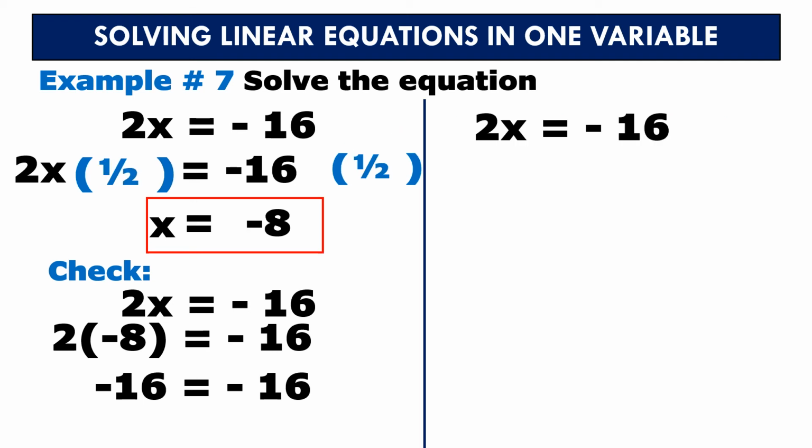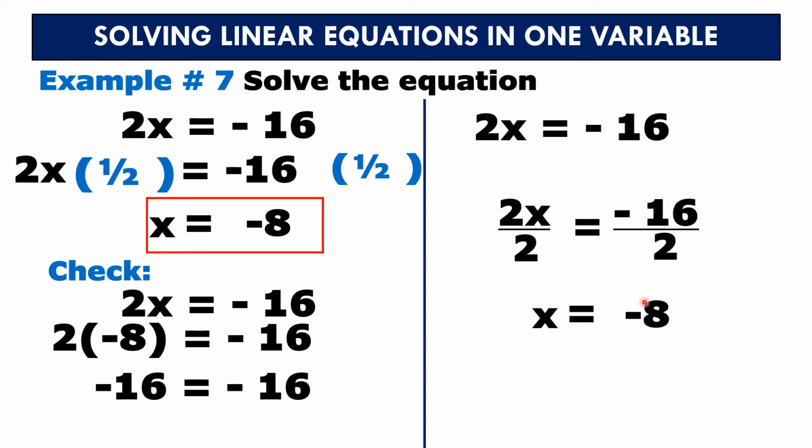Or another way is, pwede tayo mag-divide ng 2 sa both sides of the equation. So, magiging 2x over 2 equals negative 16 over 2. So, 2x over 2 is equal to x kasi 2 divided by 2 is equal to 1. So, hindi na natin kailangan ilagay yung 1. x equals negative 16 divided by 2 is equal to negative 8. So, x is equal to negative 8.